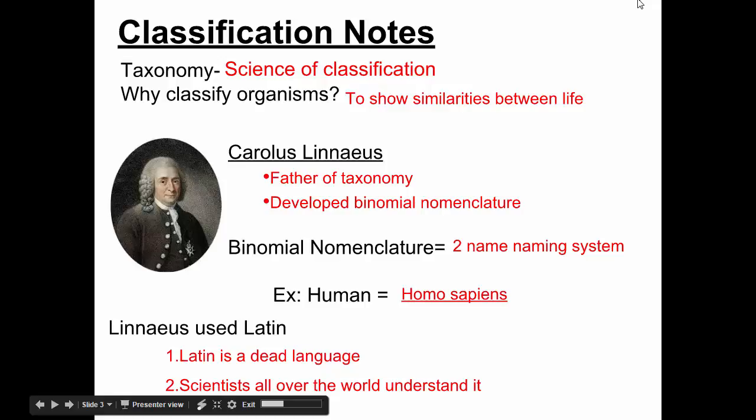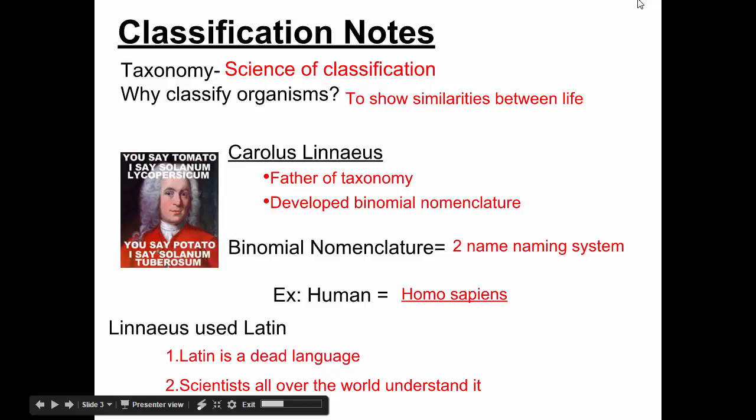So when we say things like a dog, human, pine tree, those are what we would call common names. But often common names can be misleading.